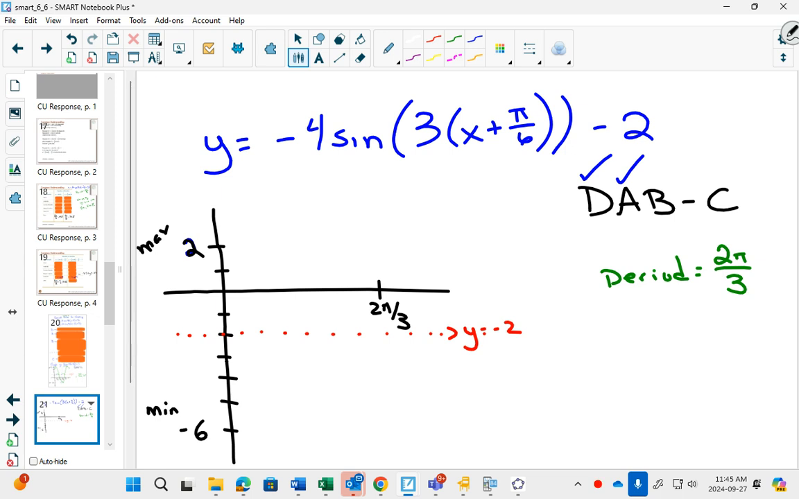Once you have that, divide it into 4 equal sections by cutting it in half and then cutting each of those parts in half. We need to label all 4 of those sections. The easiest one to label is going to be the middle one. If the whole thing is 2 pi over 3, half of it would be pi over 3. Does that make sense? Half of 2 pi over 3 would be 1 pi over 3.